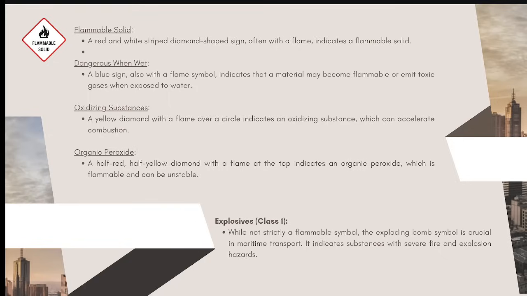Oxidizing substances. A yellow diamond with a flame over a circle indicates oxidizing substances, which can accelerate combustion.